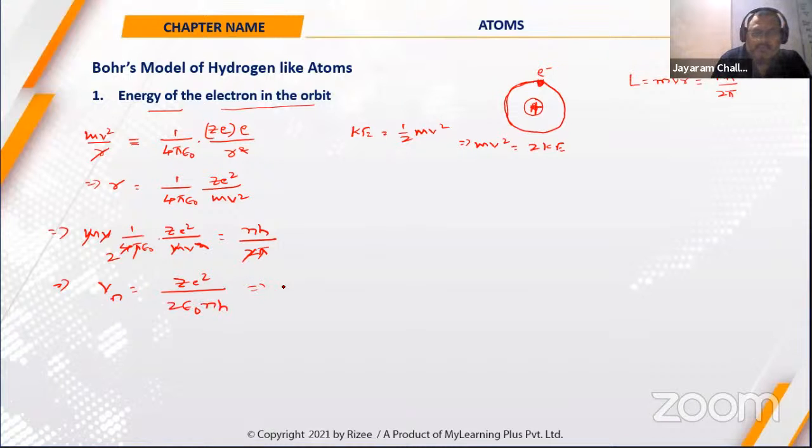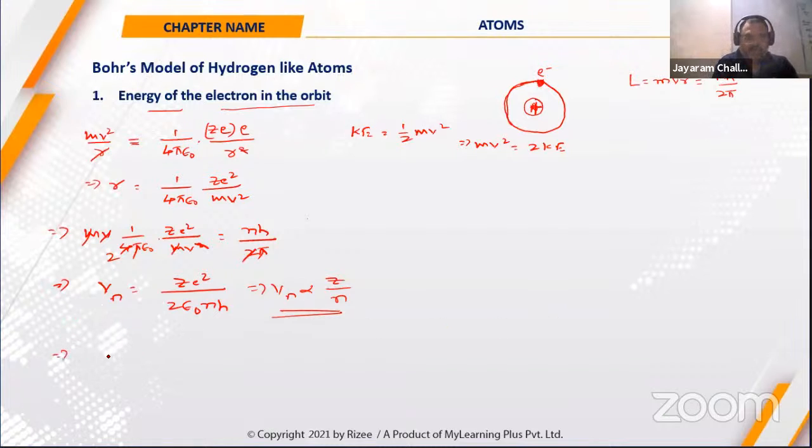From this one, you can say that the velocity of the nth orbit is proportional to Z by n. So these relations are very, very important regarding the Bohr model, so please be careful of these particular issues. Next one.